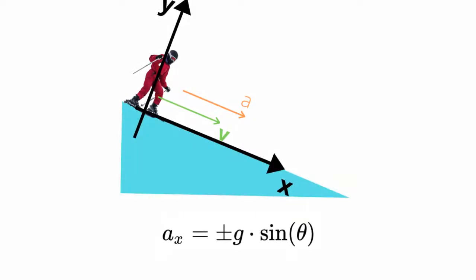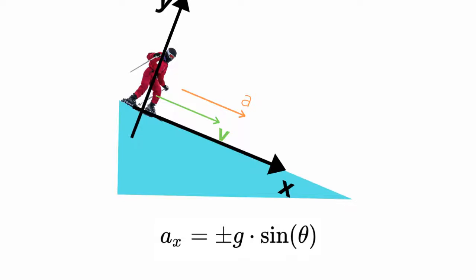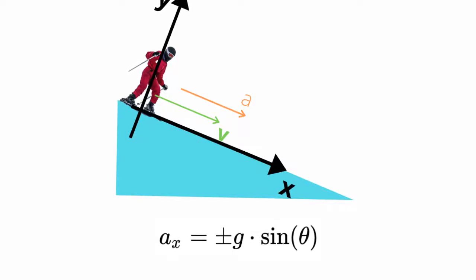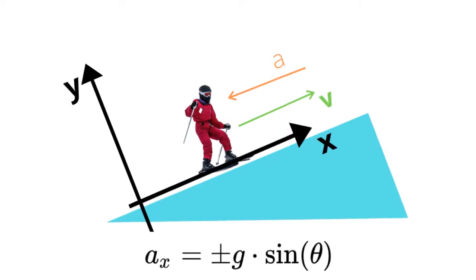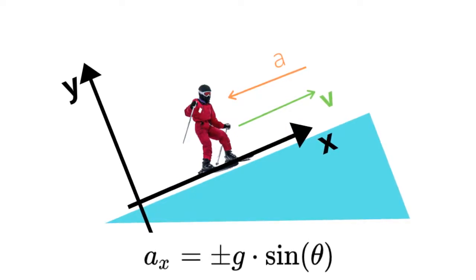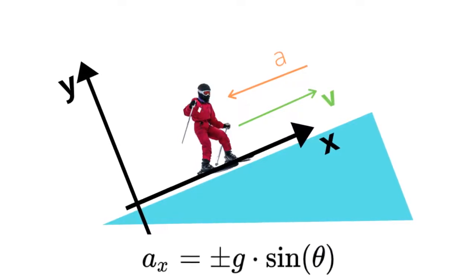If we do this, there's a simple equation that will tell us what the acceleration of the skier is going to be. The acceleration in the x direction is going to be plus or minus g times sine theta, where g is the acceleration due to gravity, and theta is the angle of the hill. Let's talk about that plus or minus though. Plus is if the acceleration is pointing in the same direction as x, because as you can see, if a is pointing in the opposite direction, then the acceleration is going to have the opposite sign.